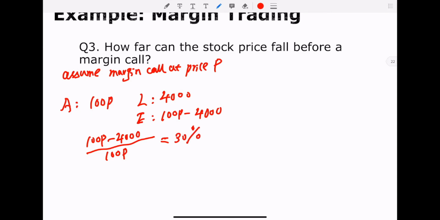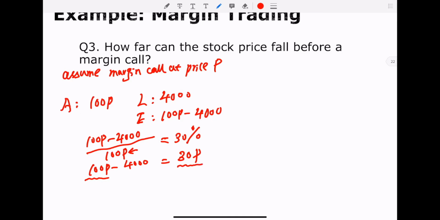You can see that this 100p is at the bottom, right? So you want to move this 100p from the left to the right. So what will happen is 100p minus 4,000 equals 30% times 100p, which is 30p. Right? So here you will combine these two terms, 100p and 30p. Basically, you will move 30p from the right to the left.